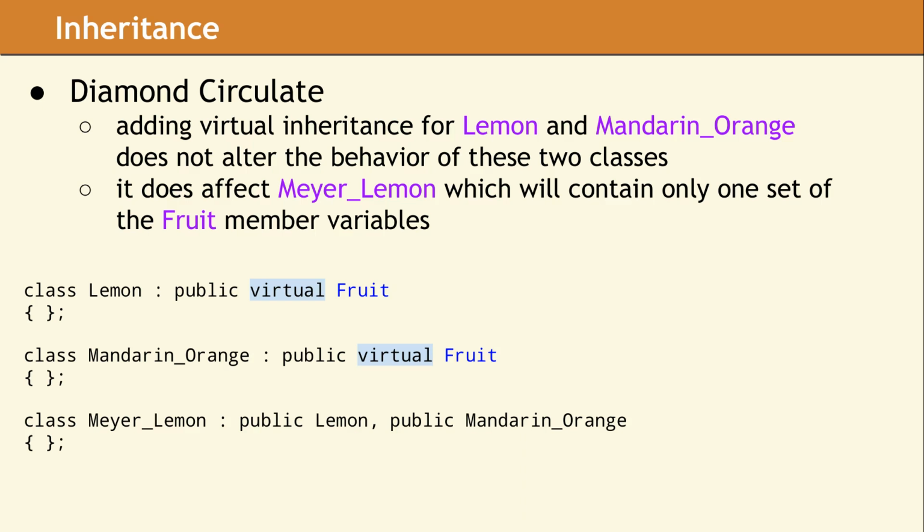Adding the keyword virtual to both class lemon and class mandarin orange will not change the behavior of these classes. However, Meyer-Lemon will contain only one version of the members from fruit, so there will only be one copy of isSuite. Virtual inheritance has a number of odd side effects, including which constructors get called and how compiler-generated assignment operators are implemented. If you intend to use virtual inheritance in your design, make sure you understand the trade-offs involved.